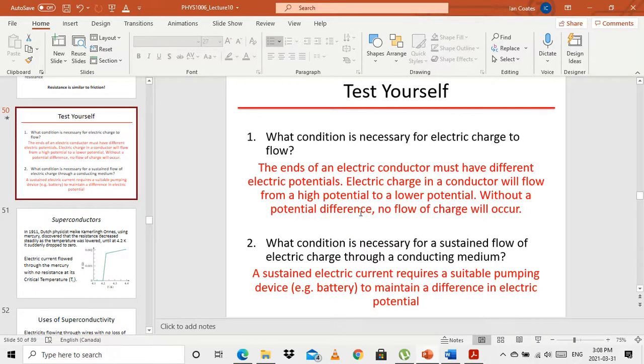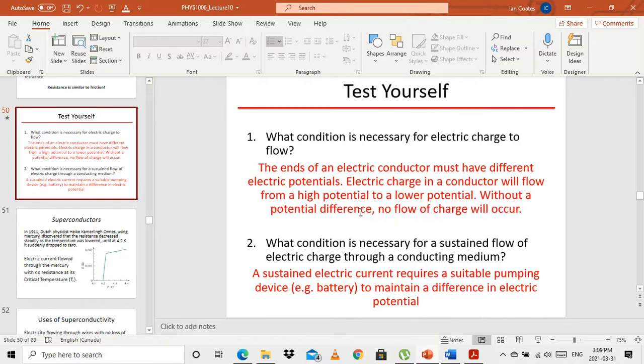What condition is necessary for electric charge to flow? The ends of an electric conductor must have different electrical potential. I'll read that again. The ends of an electric conductor must have a different electric potential. Electric charge in a conductor will flow from a high potential to a low potential. It's just like water coming off a waterfall. The water isn't going to go up. Things will move from high to low.